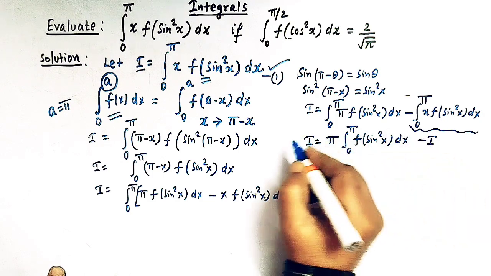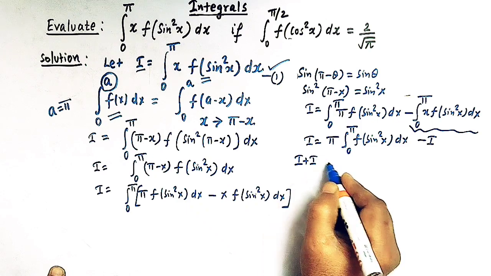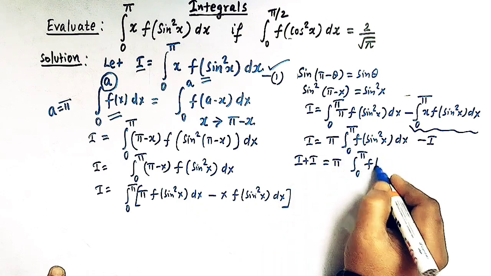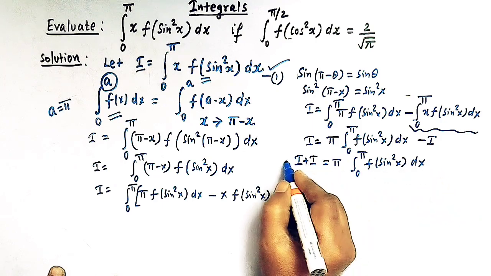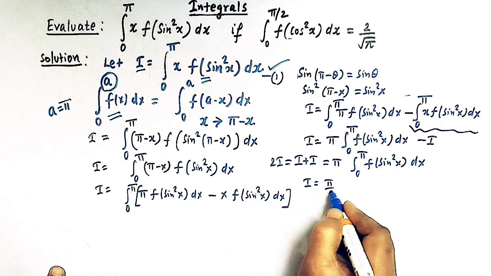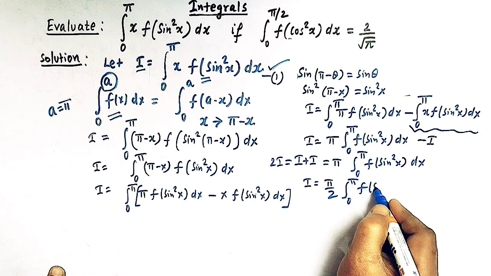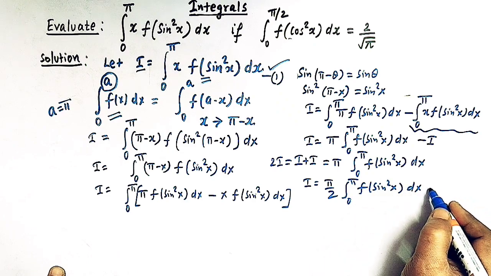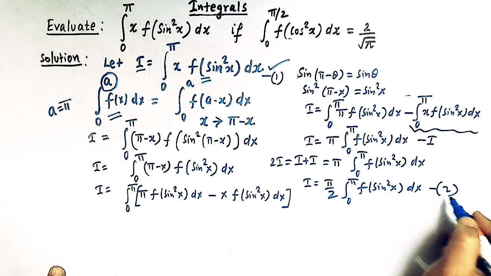Now taking minus I to this side, we can now write I plus I equals pi times the integral from 0 to pi of f of sine square x dx. So I plus I is 2I, so I can be written as pi by 2 times the integral from 0 to pi of f of sine square x dx. So let us call this integral as integral 2, right?